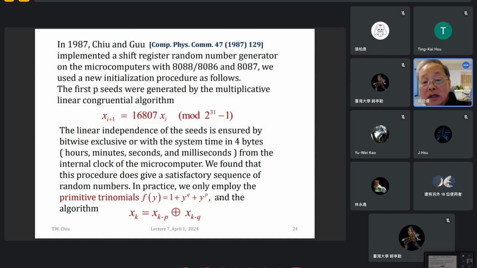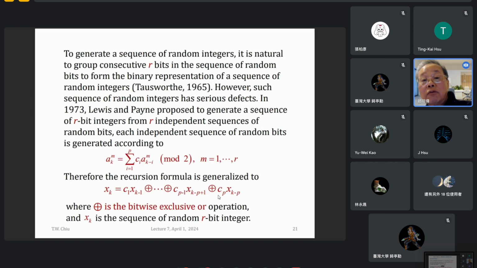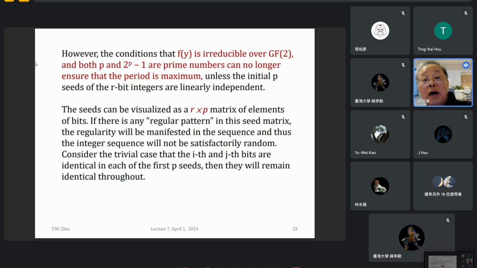So in that case, for the bit itself, it would have the maximum period. As I said here, both p and 2 to the power p minus 1 are prime numbers. That is the maximum period for the bit. But if y is not a bit, it's a number, then it's not guaranteed. But provided all the bits in the integer are linearly independent, then the maximum period can be guaranteed.